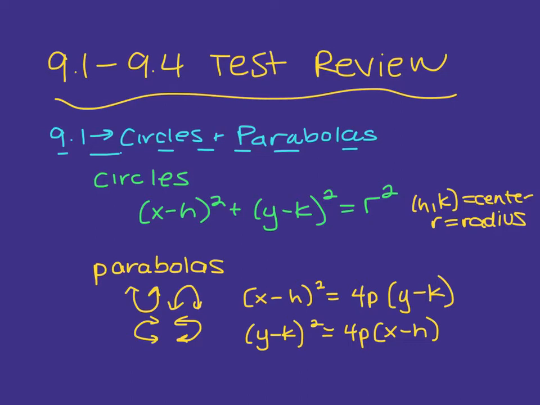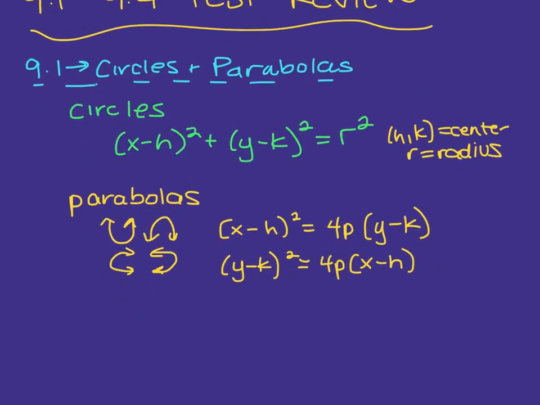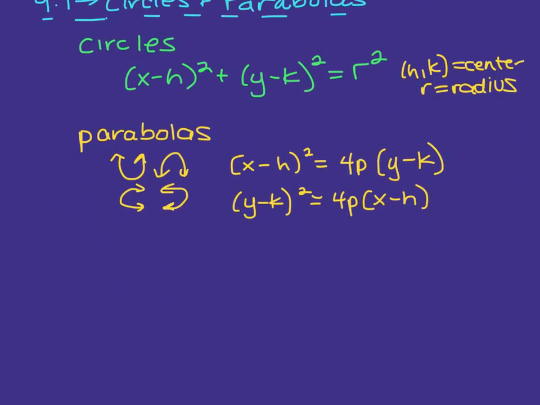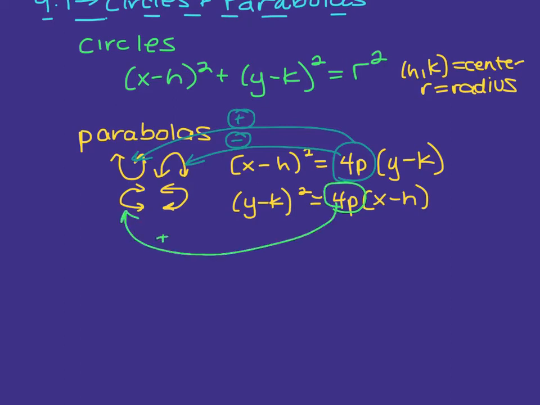Parabolas, there's two equations. One for a vertical parabola, which would open upwards or downwards. That's (x minus h) squared equals 4p times (y minus k). And then the ones that open right or left, (y minus k) squared equals 4p times (x minus h). So the difference there being for the open up and down for the x squared, the 4p term is going to be positive if it opens up and negative if it opens down. And then for the horizontal one, this 4p is going to be positive if it opens to the right and negative if it opens to the left.